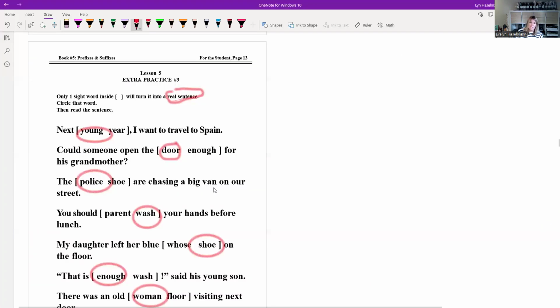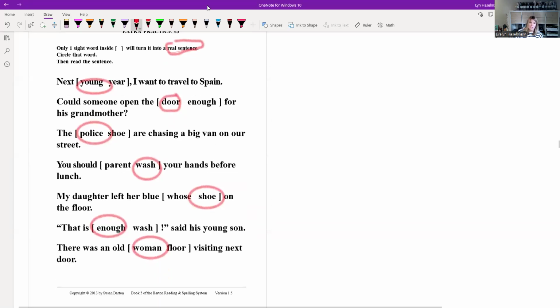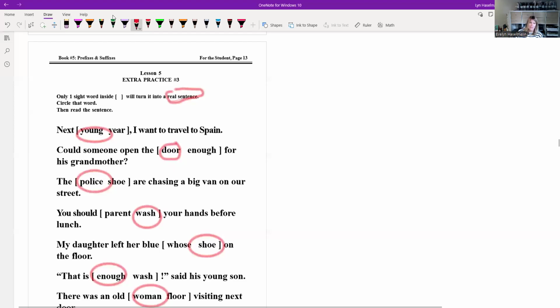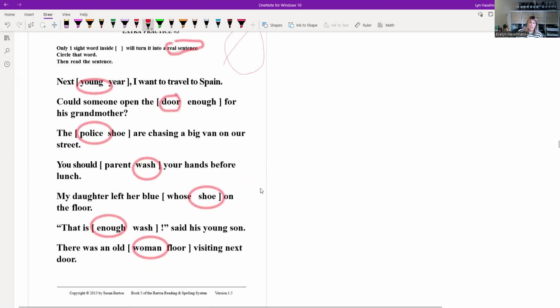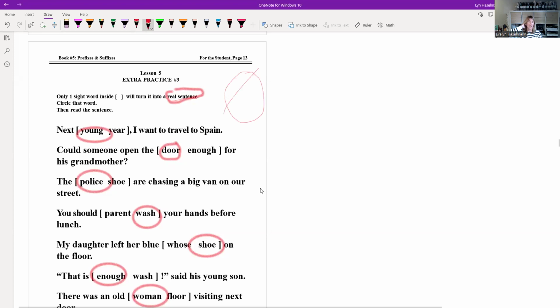Okay, let's take a look at our extra practice pages. Extra practice page, lesson 5, number 3. Only one sight word will turn this into a real sentence. Now, again, sometimes your student will have a big no or a not yet written on it. This was a lot of teaching. For this particular lesson, there's a very good chance that even if your tutor started this lesson, they did not get any farther than the teaching. So this might be for next time.